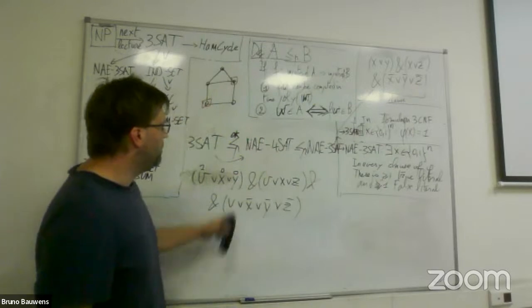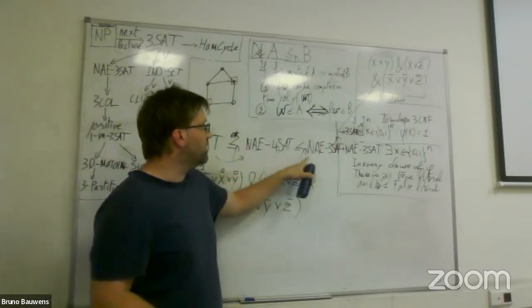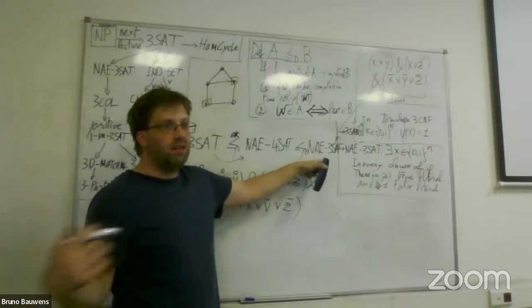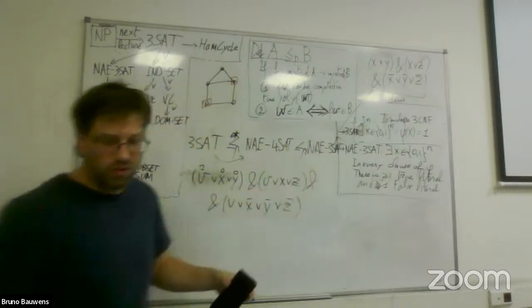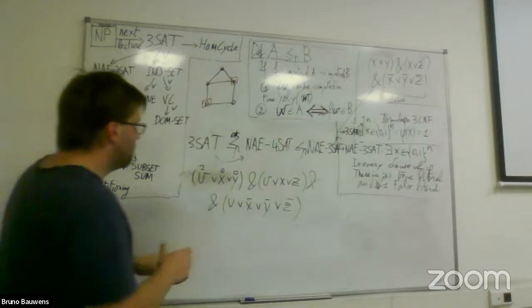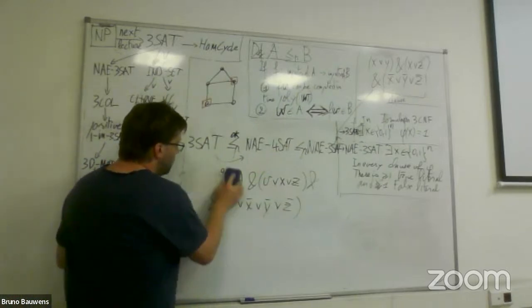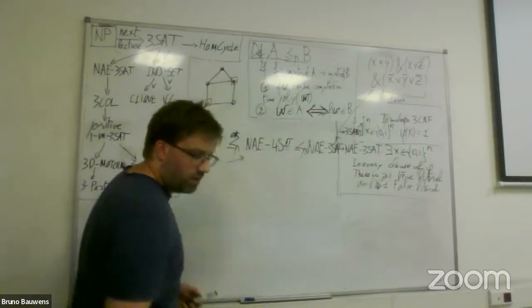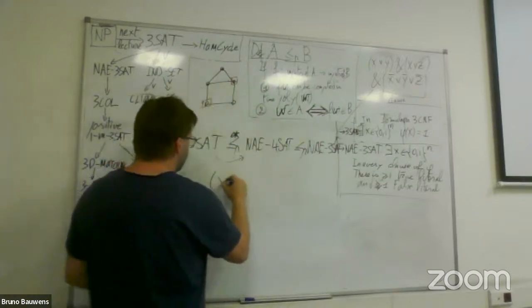Now the second one, we need to go from not-all-equal 4-SAT to not-all-equal 3-SAT. And this we do by applying the idea of resolution. It also works for this condition. So let me tell how it goes. We have a clause, every clause with 4 variables.